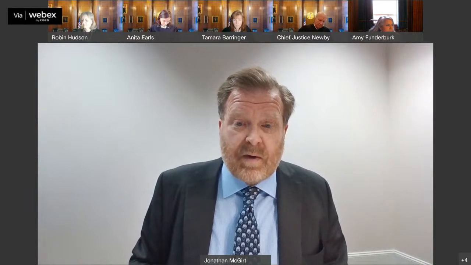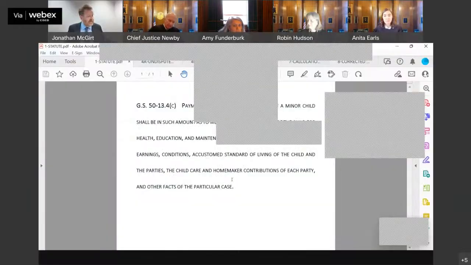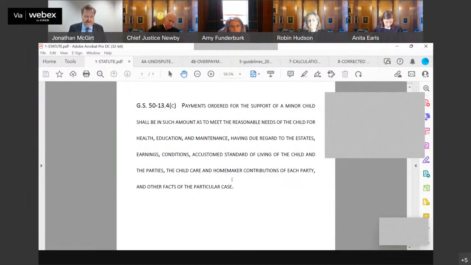So this case requires us to apply a statute, which I'm sharing here. And I'll just read the first sentence. It's GS 50-13.4(c). Payments ordered for the support of a minor child shall be in such amount as to meet the reasonable needs of the child for health, education, and maintenance, having due regard to the estates, earnings, conditions, accustomed standard of living of the child and the parties, the child care and homemaker contributions of each party, and other facts of the particular case.